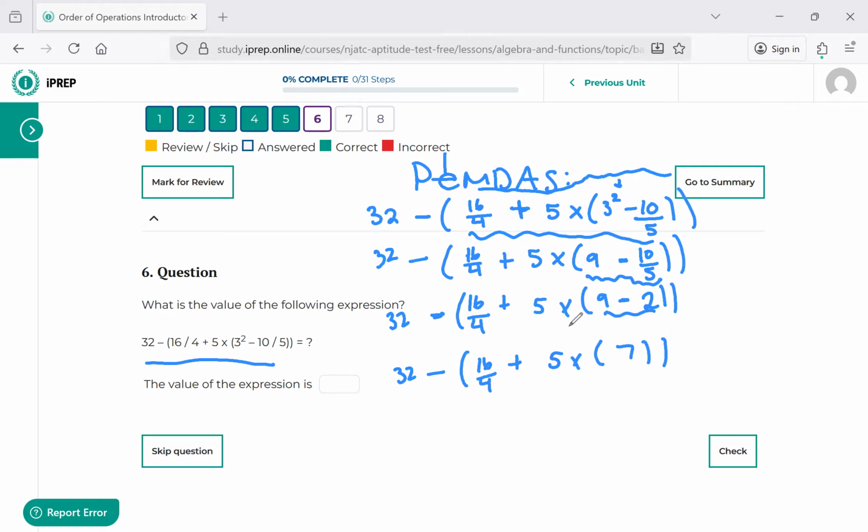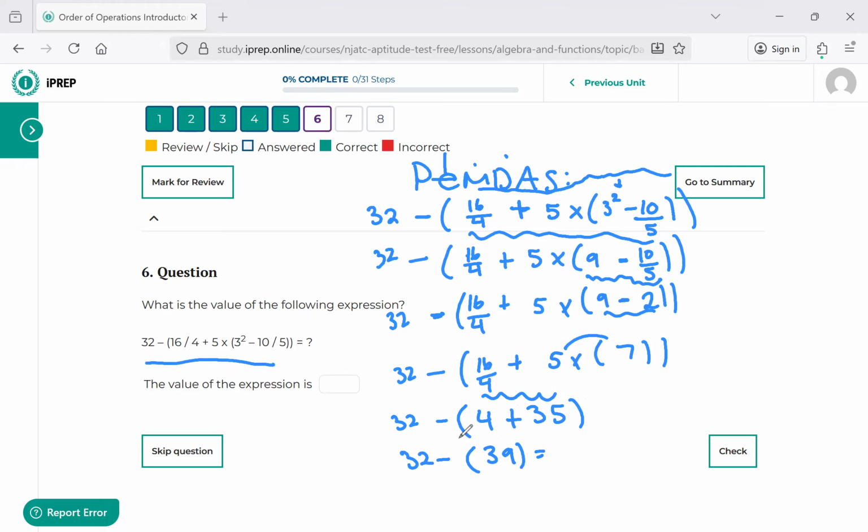Okay. Now let's redo PEMDAS all over again. So what do we do first? Do we have an exponent? Not anymore. Do we have a multiplication or division? Yes, we do. The division is 16 divided by 4, which is 4 plus, and then the multiplication is 5 times 7 is 35. And then we're still not done with this parentheses. We have one more order of operation, which is addition. So go ahead and do that. What's 4 plus 35? 39. That's minus, and then 32.